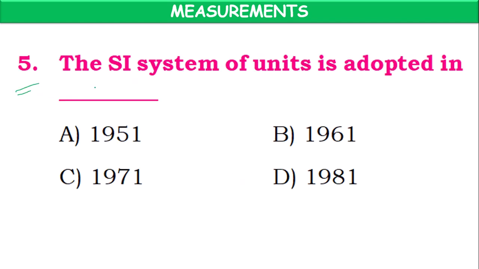Next one, fifth question. The SI system of units was adopted in which year? The answer is 1961. From 1961 onwards, the units and quantities mentioned in SI system were officially followed by all the physicists in the world. In general use also, the units were approved officially all over the world in 1961.